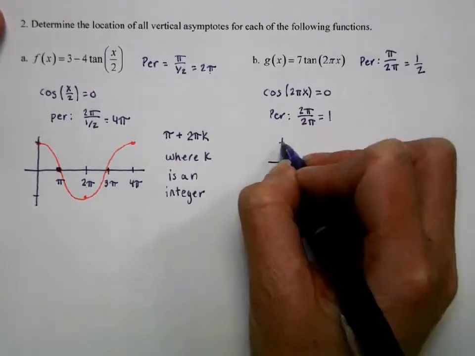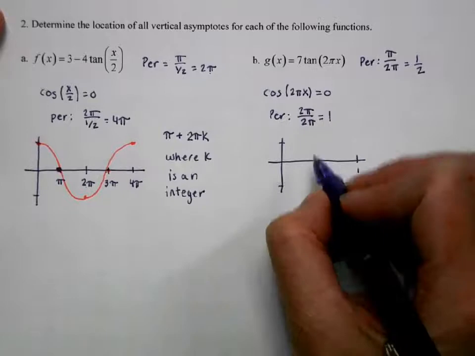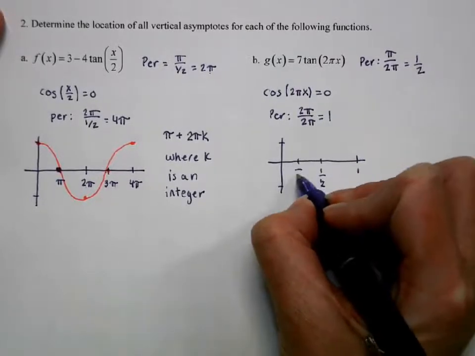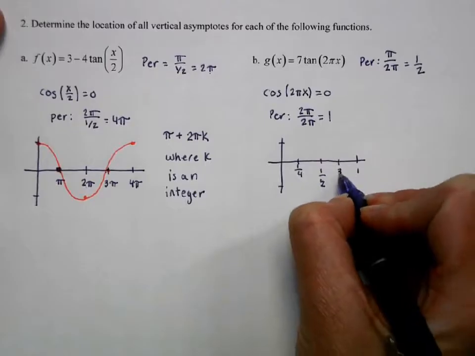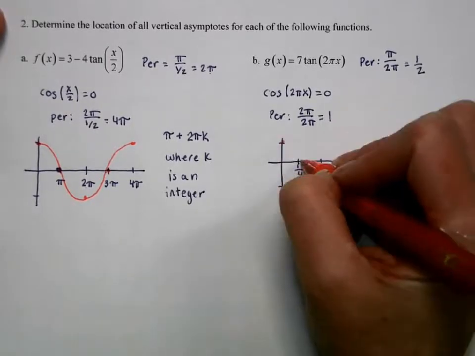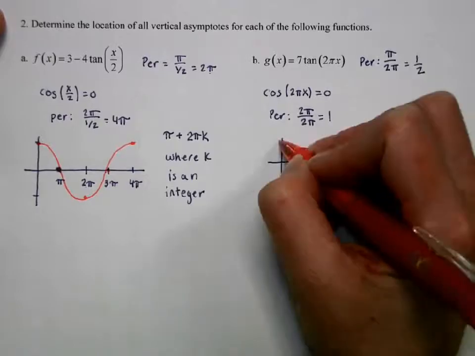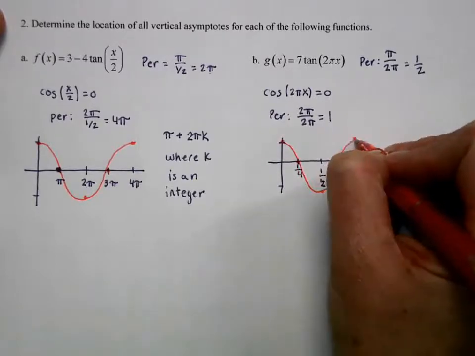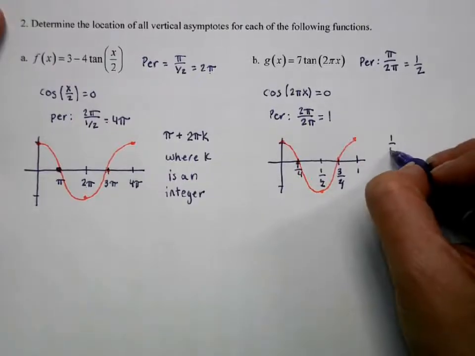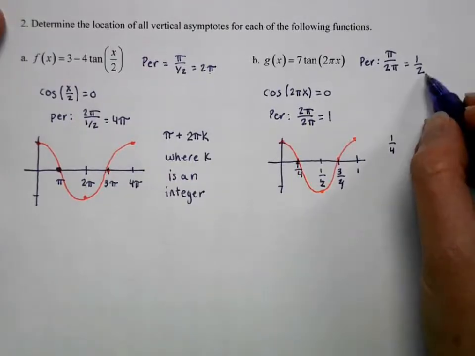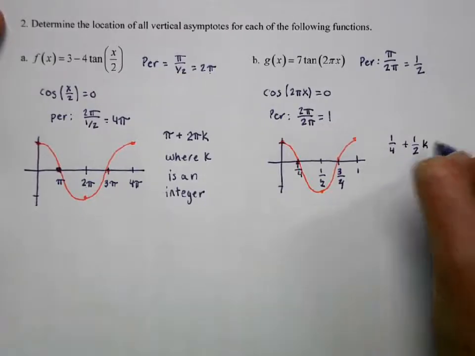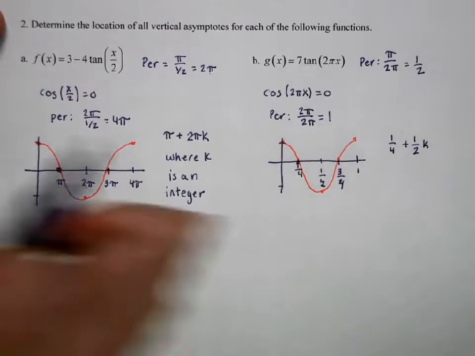So we'll put our 1 there, cut that in half to get 1/2, cut that in half to get 1/4, which makes that 3/4. And then it's just the graph of cosine again. So here my first vertical asymptote is at 1/4, and then it's going to occur every 1/2. Again, where k is an integer.